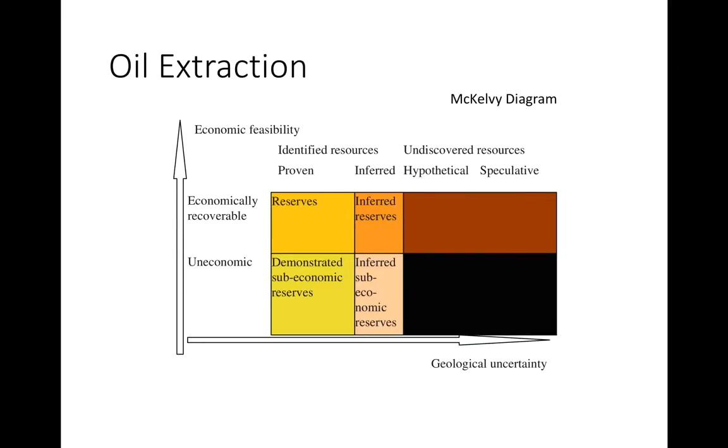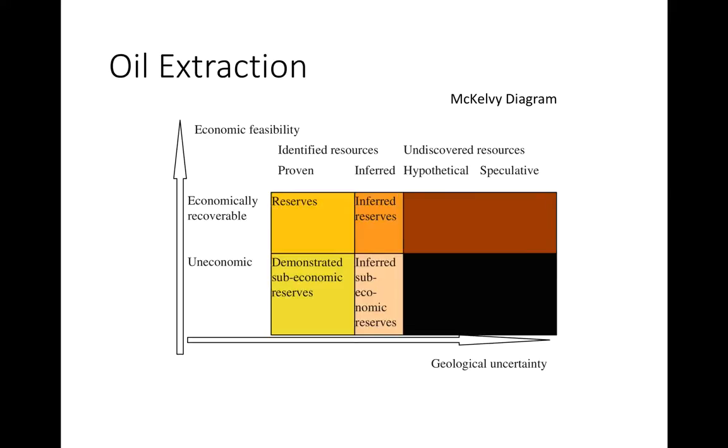Now, when you're trying to categorize different reservoirs, you can put them into this McKelvey diagram in order to understand, one, what is the economic feasibility? How much money do you expect to get out of it, or do you expect to get any at all? And on the other axis, geological uncertainty. Are there actually reserves there? And do we actually know with good confidence how much is available?